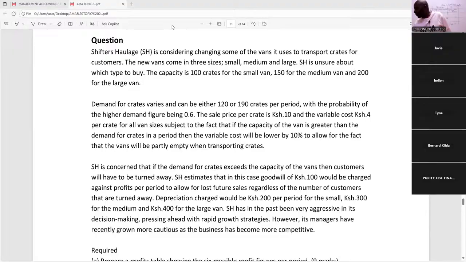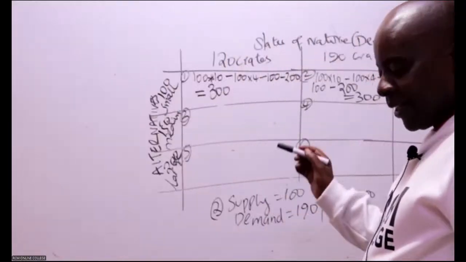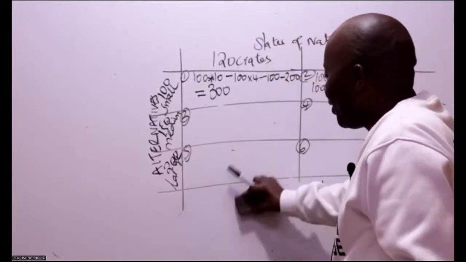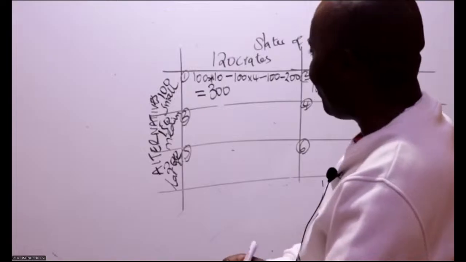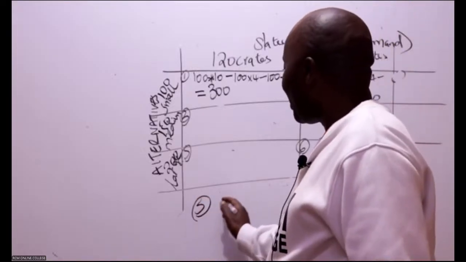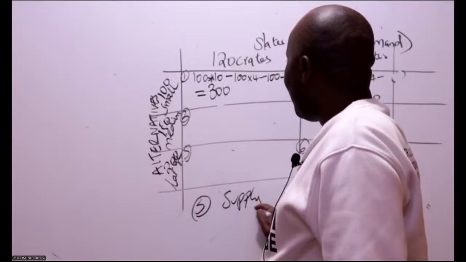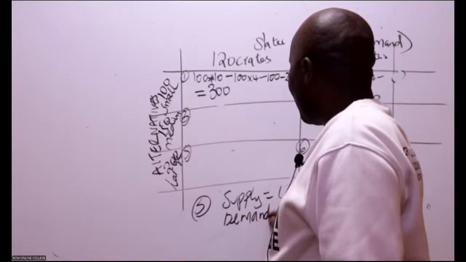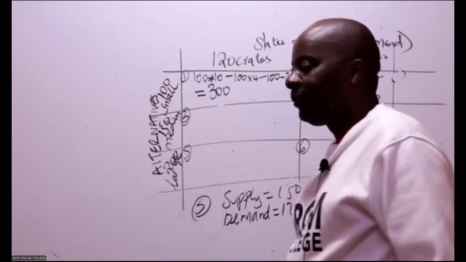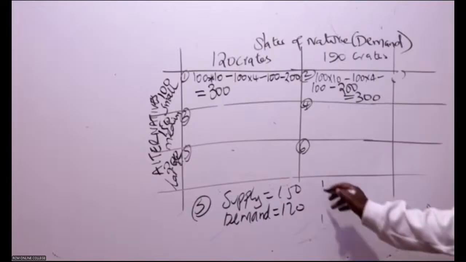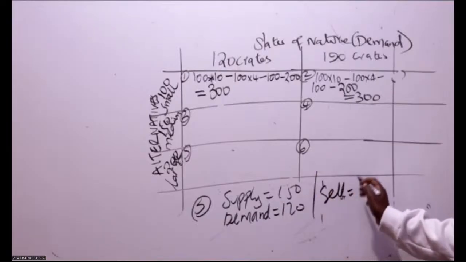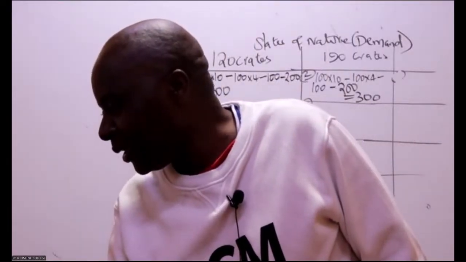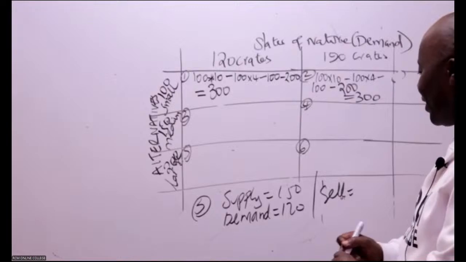We go, ladies and gentlemen, to this third cell. So the third cell, what is happening here? The supply is 150, but the demand in this case is 120. So how many will I sell? How many do I sell? Please participate. I sell the lower, isn't it?